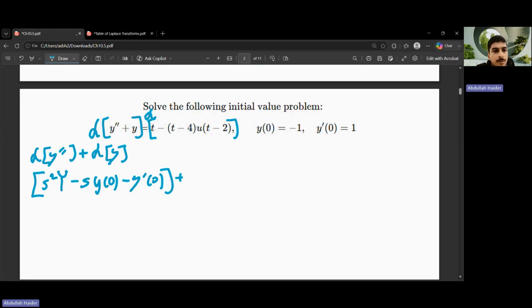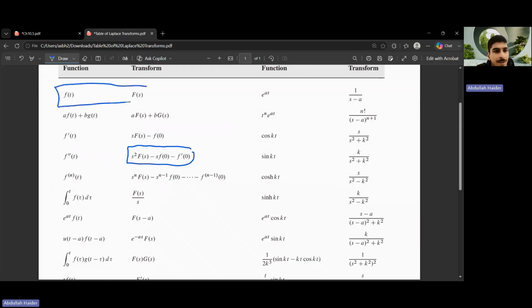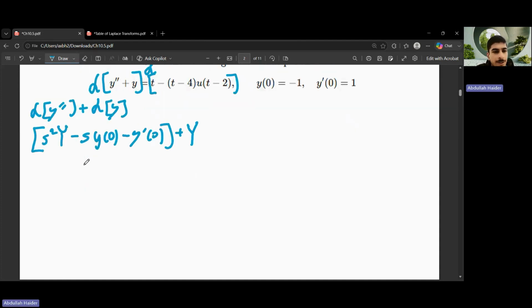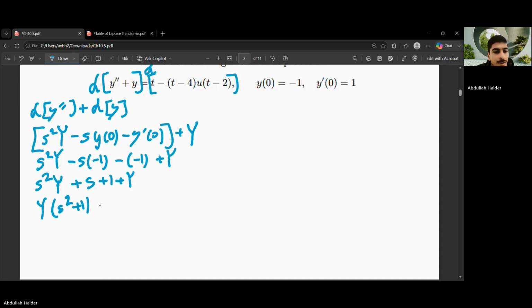plus, now y by itself basically is going to be your big Y, plus big Y. For now, you just deal with what you have on the left-hand side. So this means not substituting the initial conditions now. s squared big Y minus s, now y of 0 is negative 1, minus 1 plus Y. So this becomes s squared big Y plus s plus 1 plus Y. And you take the big Y as common, big Y (s squared plus 1) plus s plus 1.